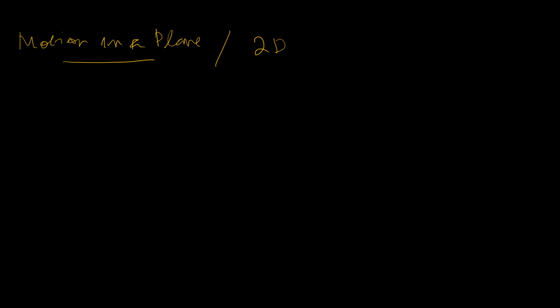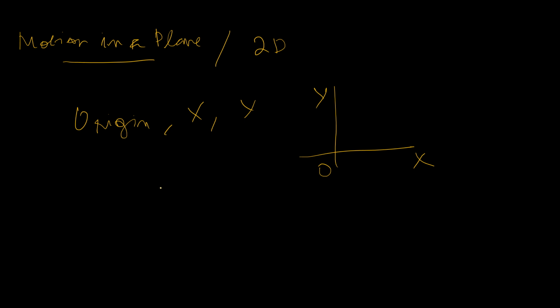For the analysis of such motion, our reference will be made of an origin and 2 coordinate axes x and y. That is, we will be having an origin and 2 coordinate axes x and y like this. This is the x axis and this is the y axis. Now let us learn a few terms related to motion in a plane.